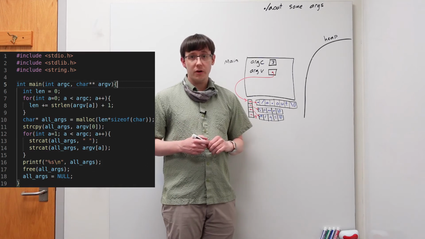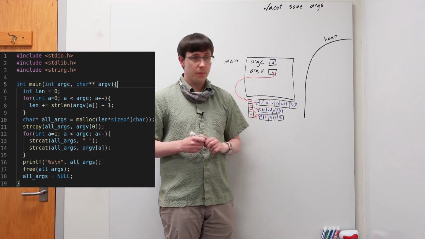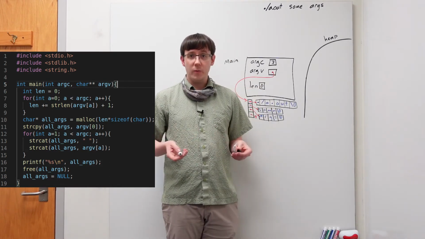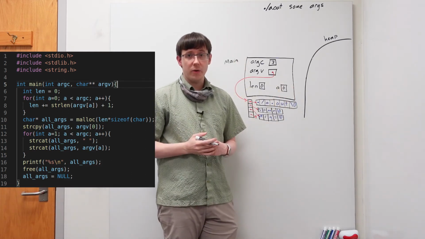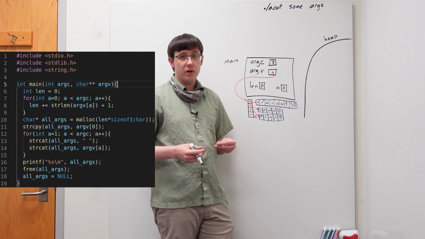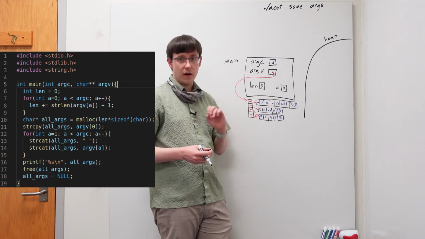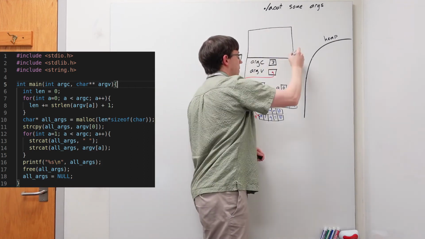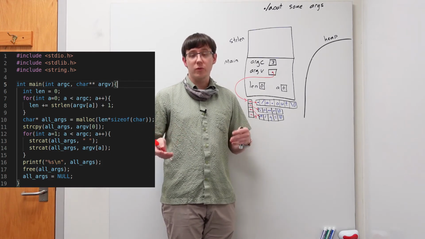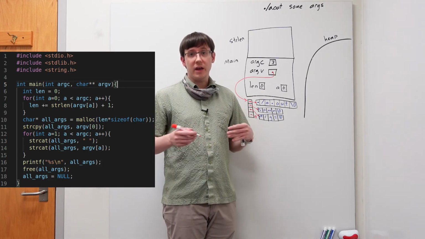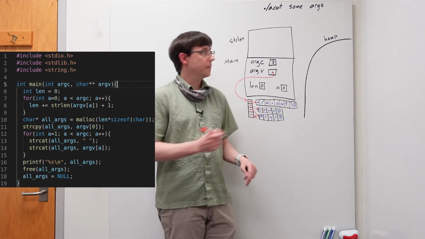And now we can start tracing through main, where on line 6 we set len to 0. Then we're going to iterate through the command line arguments with a as our index variable, and on each iteration we are calling strlen, passing in an element of the argv array. Strlen is one of the many functions provided in the C string library, and it takes an input of type char star, so we are giving it a string.